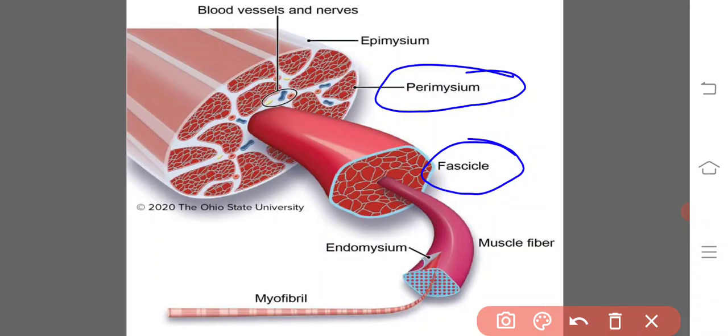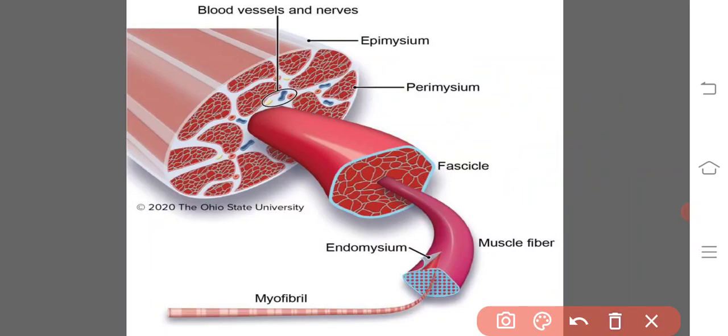Fasciculus is a single bundle. Fascicles, plural. Each and every fascicle contains about 10 to 100 muscle fibers. In addition to collagen and elastic fibers, the perimysium contains blood vessels and nerves that serve the muscle fibers of the fascicle.